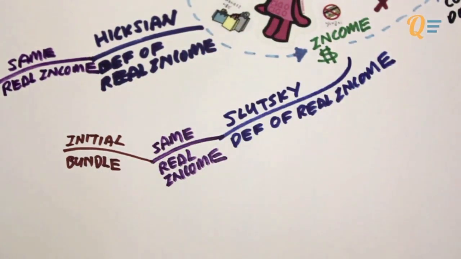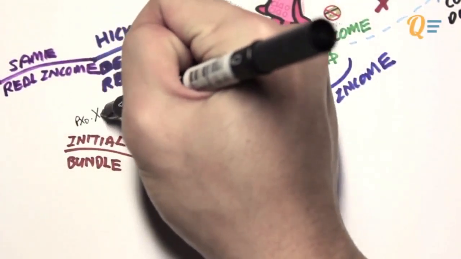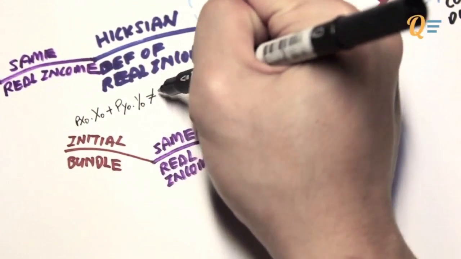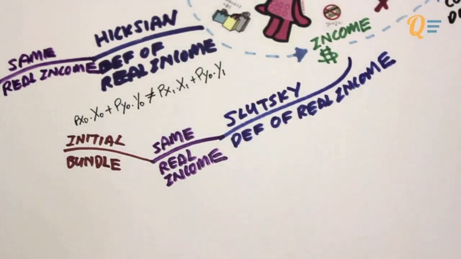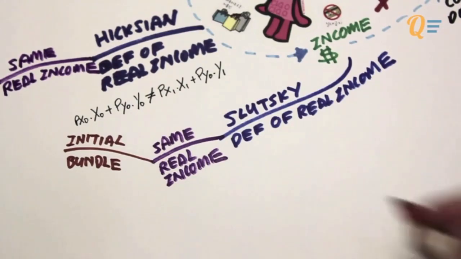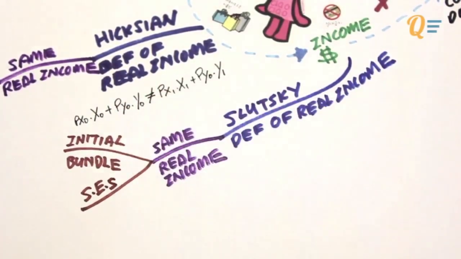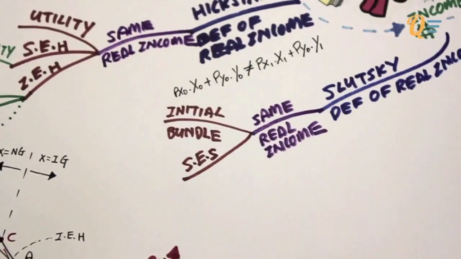The reason why we have the Slutsky definition of real income is because if you're going to take the old prices multiplied by the old quantity and compare that to the new prices and the new quantity, these two might not be the same. So if these two figures are not the same, that means the nominal income has changed, which obviously cannot happen.